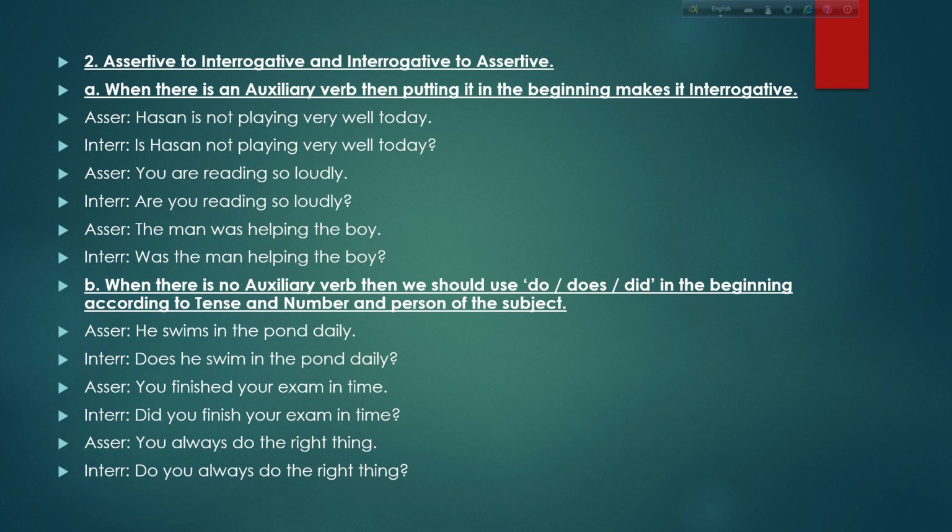And the second rule, last rule here: when there is no auxiliary verb, then we should use do, does, did in the beginning according to tense and number and person of the subject. He swims in the pond daily. Does he swim in the pond daily? You finished your exam in time. Did you finish your exam in time? You always do the right thing. Do you always do the right thing?